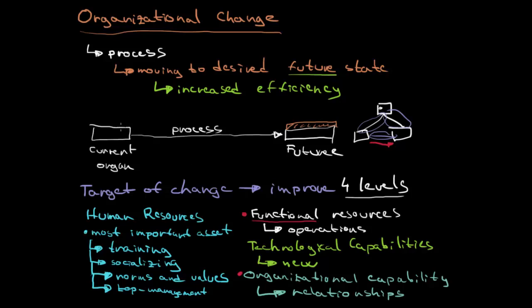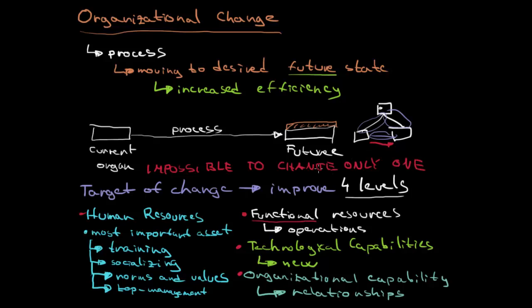What is the last important thing to highlight? That it is impossible to change only one of these levels. So we have four levels. We have human resources, then functional resources, then technological capabilities, and organizational capability. And what is single most important to remember is that it is impossible to change only one, because they will always affect each other.